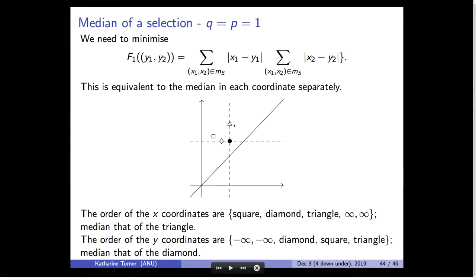Then if I want to do the y-coordinate, I do the same thing, but I do minus infinities for the diagonal. So I have a minus infinity, a diamond, a square, a triangle. And so I can see that the y-coordinate should be that of the diamond. So here, this black circle is exactly the median of this selection. Now, if you don't have copies of the diagonal, it's easier still. You just literally take the median of the x-coordinates and the median of the y-coordinates. This use of infinity and minus infinity is kind of analogous to that weighted average for the mean in a way. You're weighting how far along in your order you count your median to be.